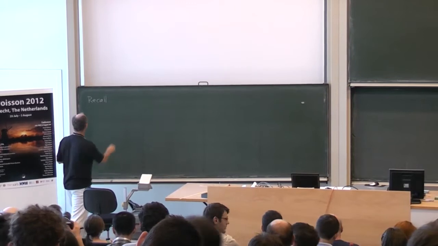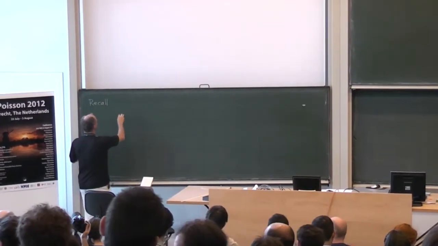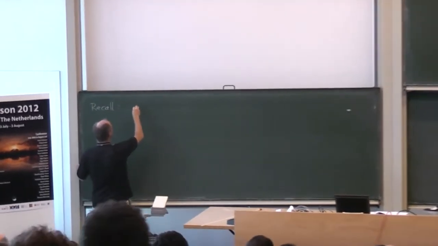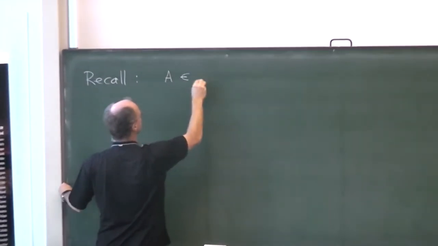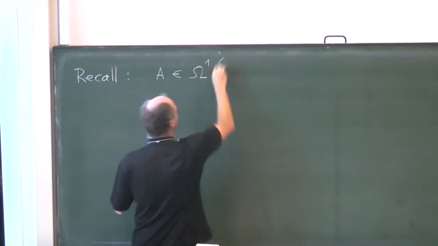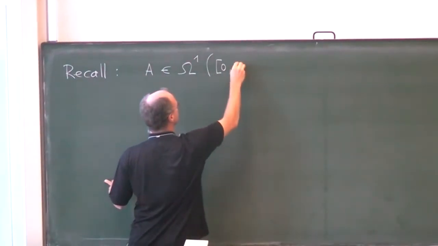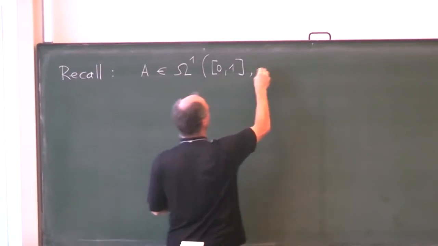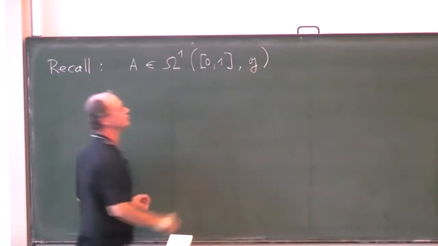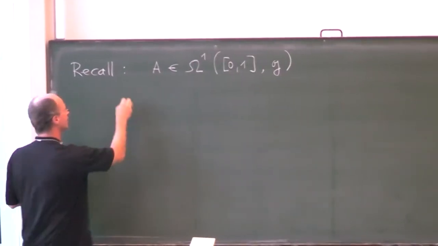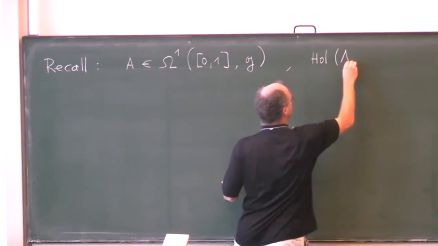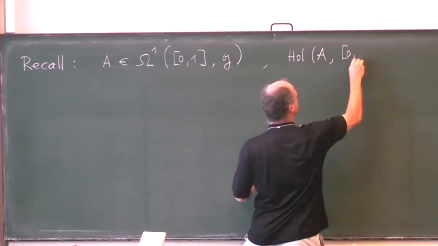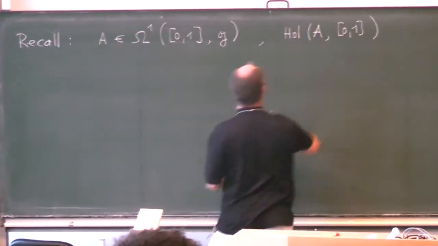So let me recall the following notion. Suppose I have a one form on a 0-1 segment with values in the Lie algebra g. Then I want to define a holonomy of A for this segment.